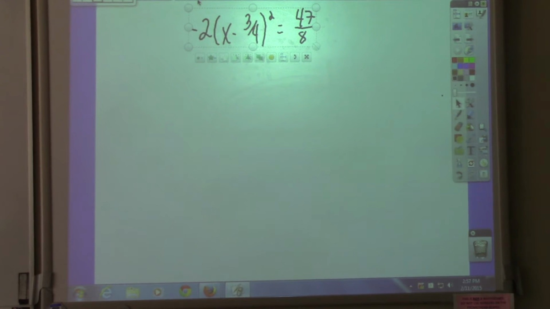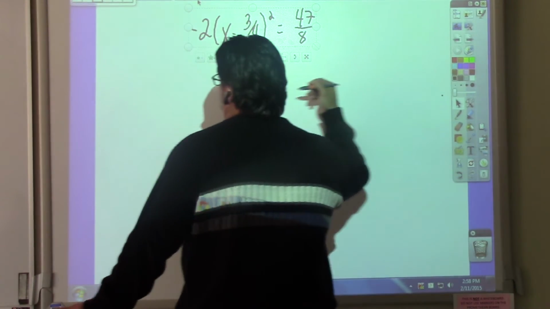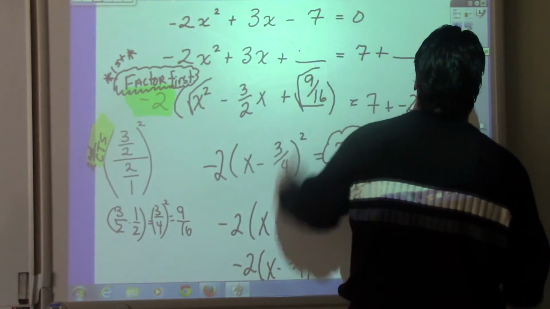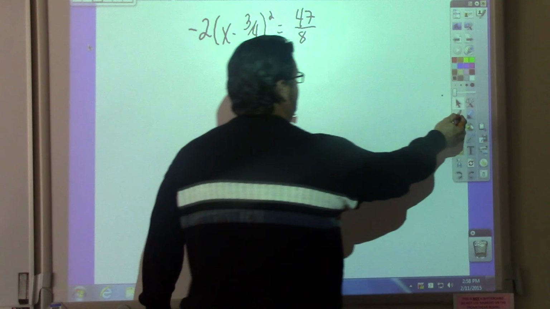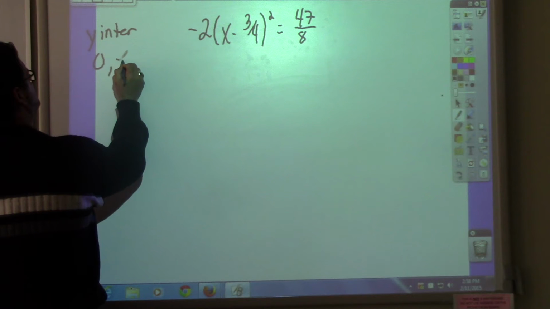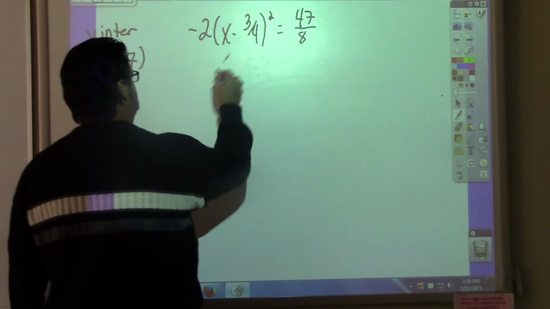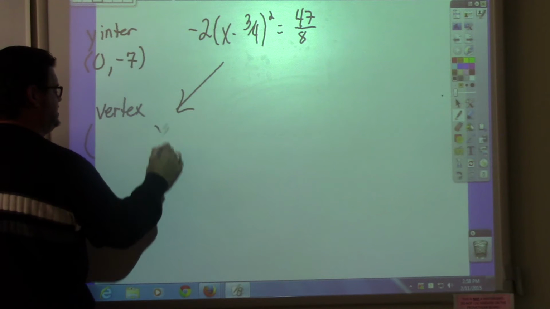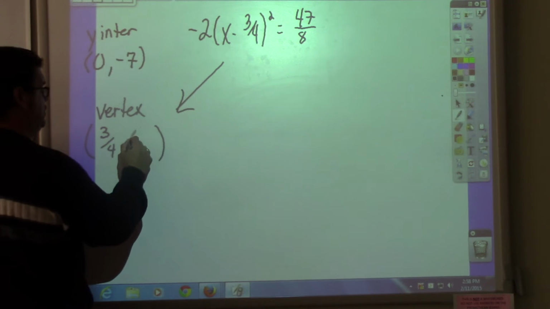Well, take the square out of it. Just go ahead and do x squared minus. Well, first of all, what's our y-intercept? Somebody go back. Our y-intercept is what? -7. So that's our y-intercept. Okay, so we got that. Now let's find our vertex. Vertex is equal to what? 3/4, comma, negative 47/8.